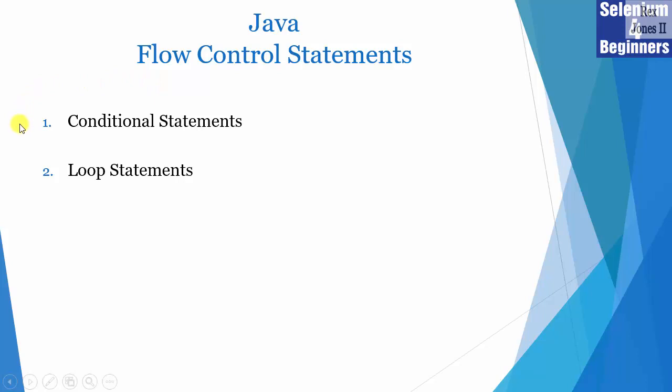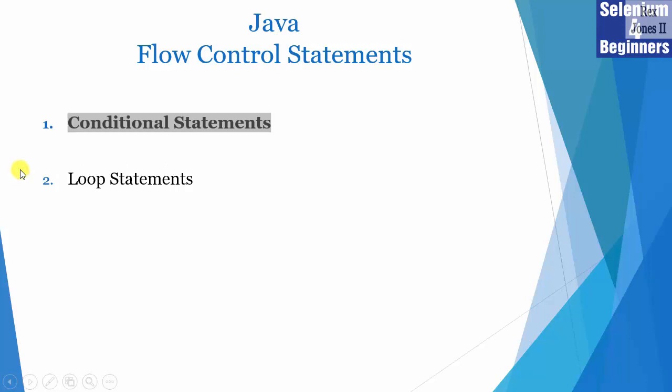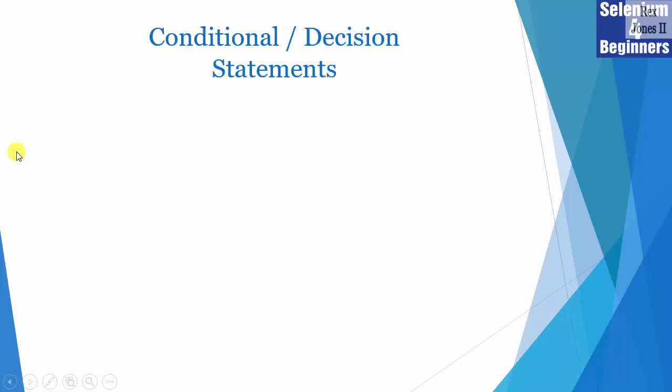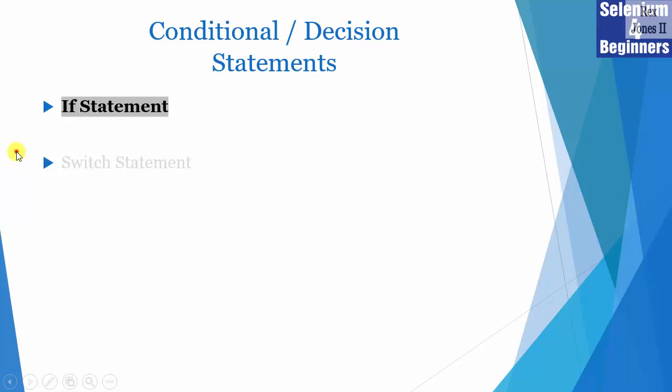Conditional statements execute a certain statement if the condition returns true or false, while loop statements execute a set of statements over and over depending on the condition. In this video, I will cover the conditional statements. Another name for conditional statement is decision statement. It can be called a decision statement because our program must make a decision when it meets an if statement or switch statement. Let's start with the if statement.